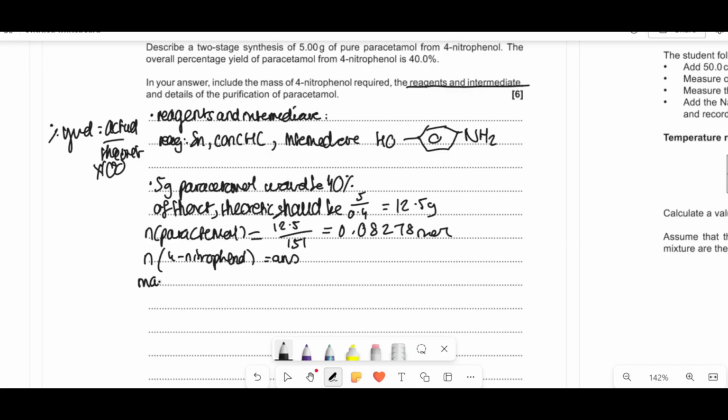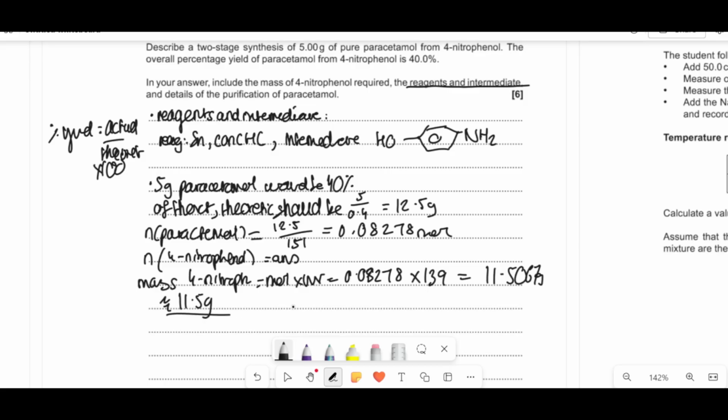So then the mass of the 4-nitrophenol would just be moles times its MR, which is going to be 0.08278 times the MR of nitrophenol, which is 139. If you do that, we get 11.506 grams, so therefore that's roughly 11.5 grams. We'll stick to the number of significant figures or decimal places they give us in the question, so that's that. Great. So now we've done that part.